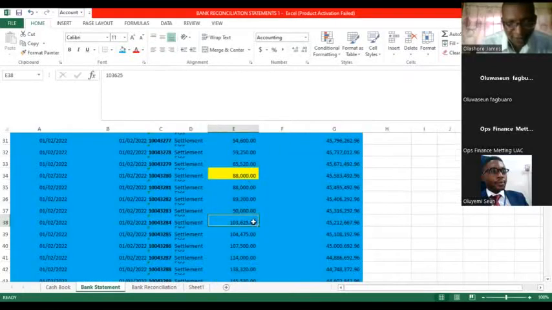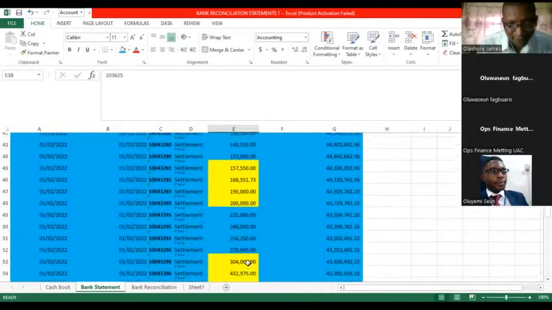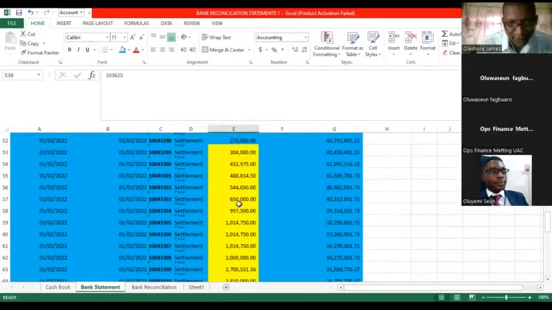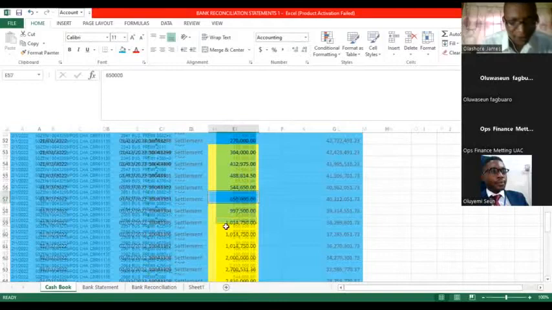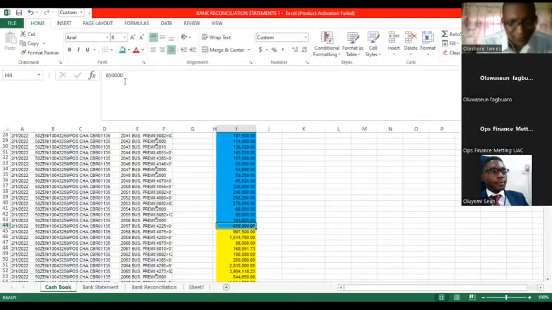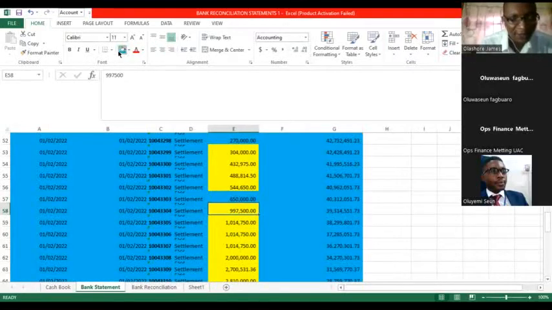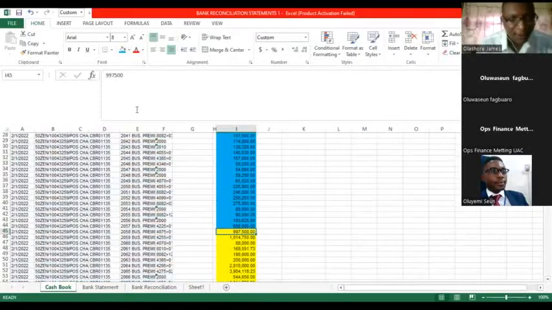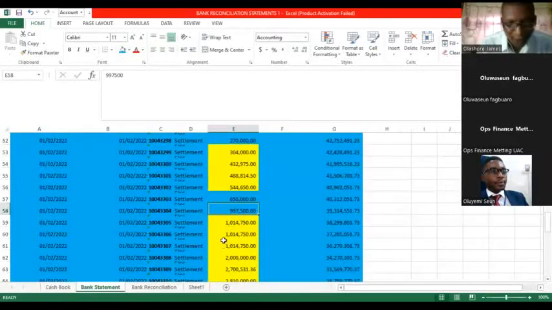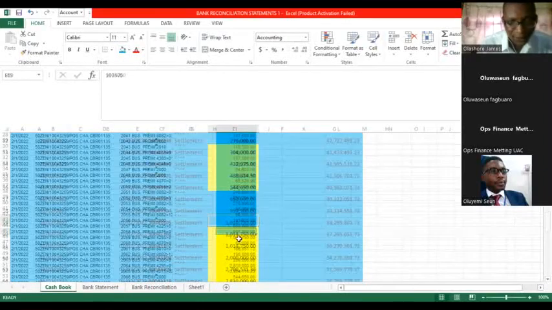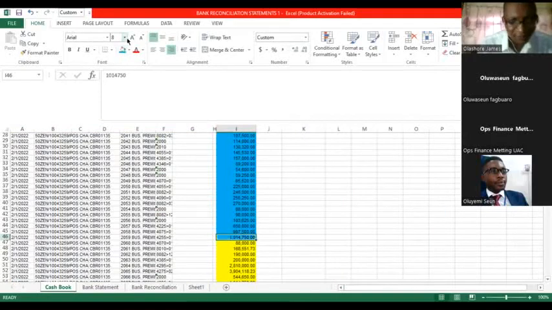650. Is 650 here? Fine, so I tick it. Also come here, I ticked. 997. Do I have it in bank statement? I have it, so I tick it as well. Then in cash book, I also tick it. 1014. I have it here, so I tick. Then in cash book, I also tick it.